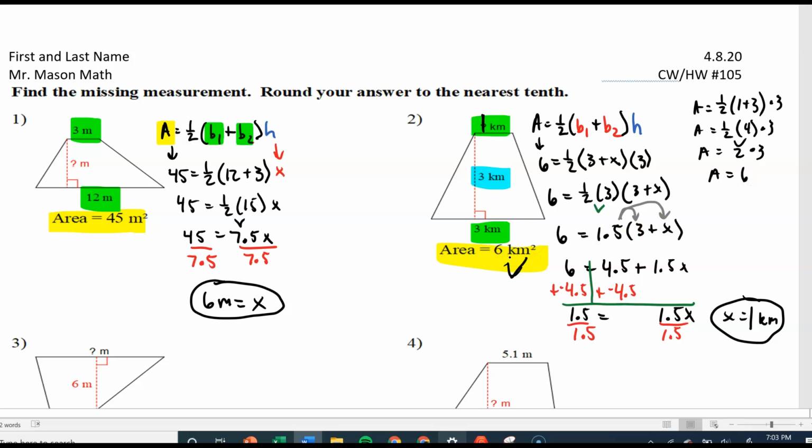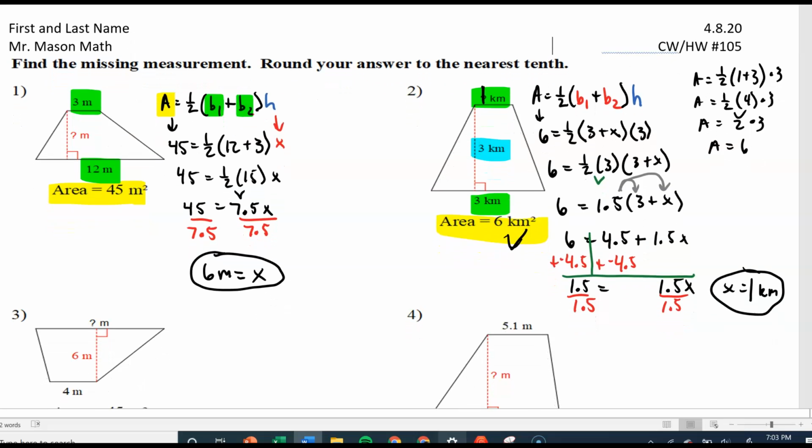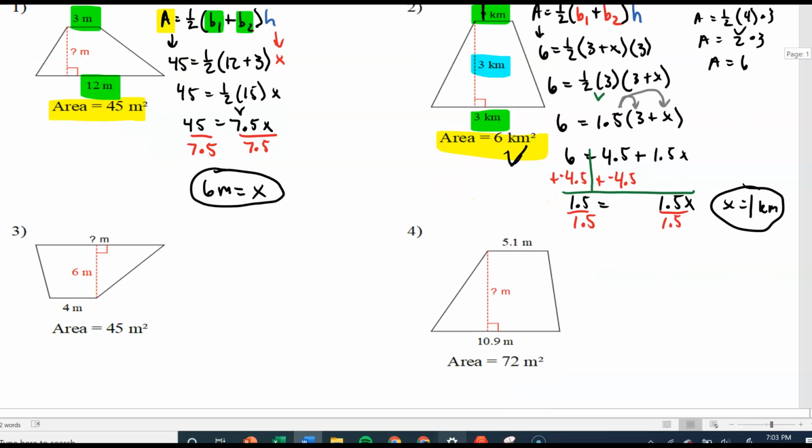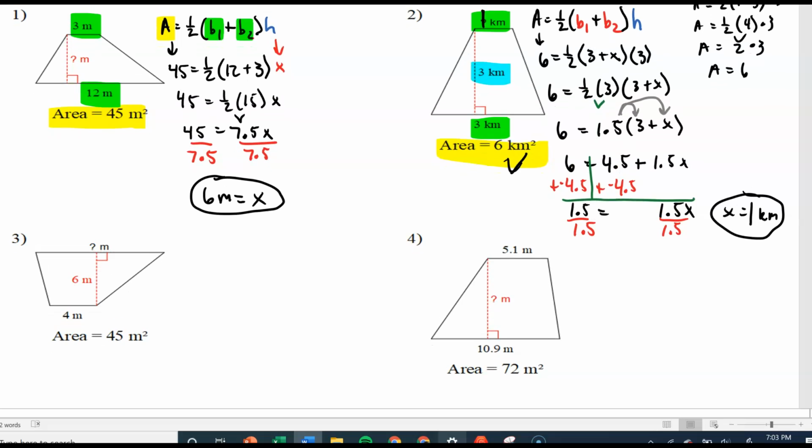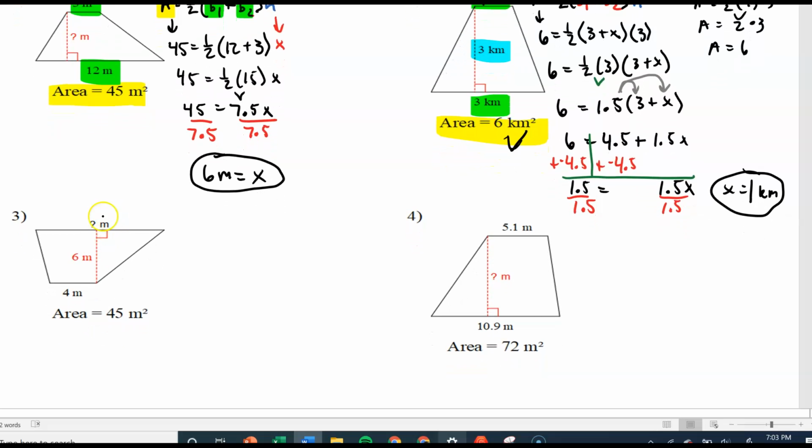You could do this for any one of the problems to actually know that you're correct. So don't be lazy. Actually try and do those. All right. So problem number 3 is like problem number 2, where I don't give you a base, so you will have to do some distribution.